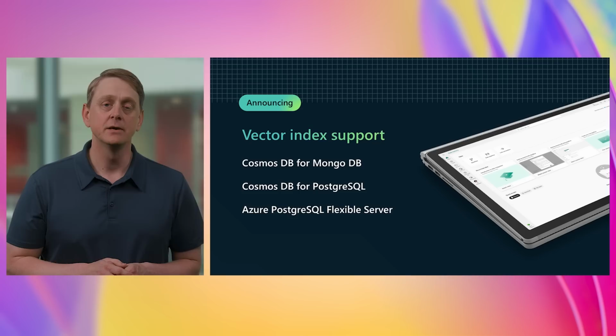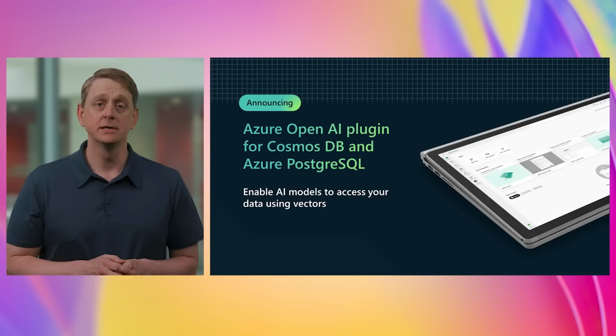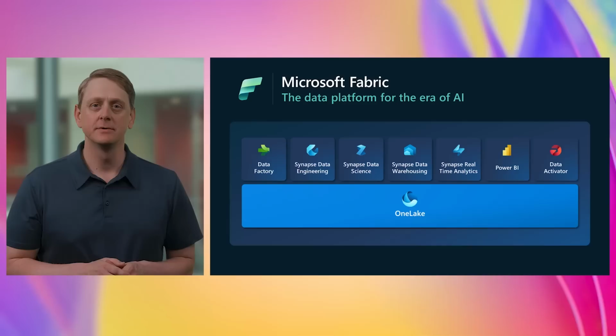Further, we're also excited to announce an Azure OpenAI plugin for Cosmos DB and for Azure Postgres. This enables AI models to access your data using vectors, making it much easier to create AI plugins. Finally, there is one last new capability I want to share with you, and that's how we're integrating next-generation AI to help you discover insights in Power BI.